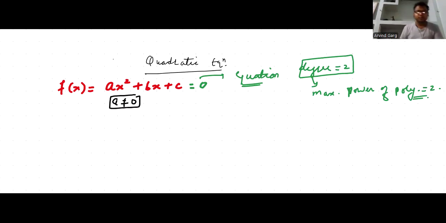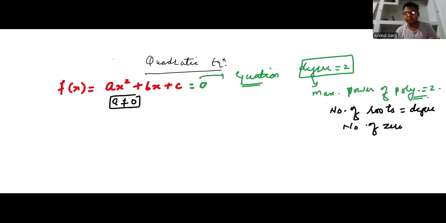All right. So the number of roots will be equal to the degree, and the number of zeros also. So what does that mean? For a quadratic equation, we have two roots, or you can say two zeros. Similarly, the number of factors is also equal to 2. That means the degree plays an important role over here.